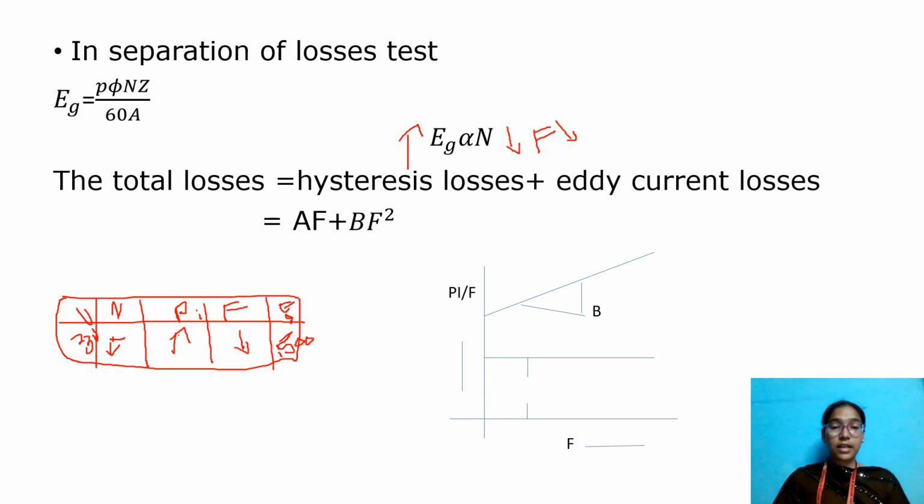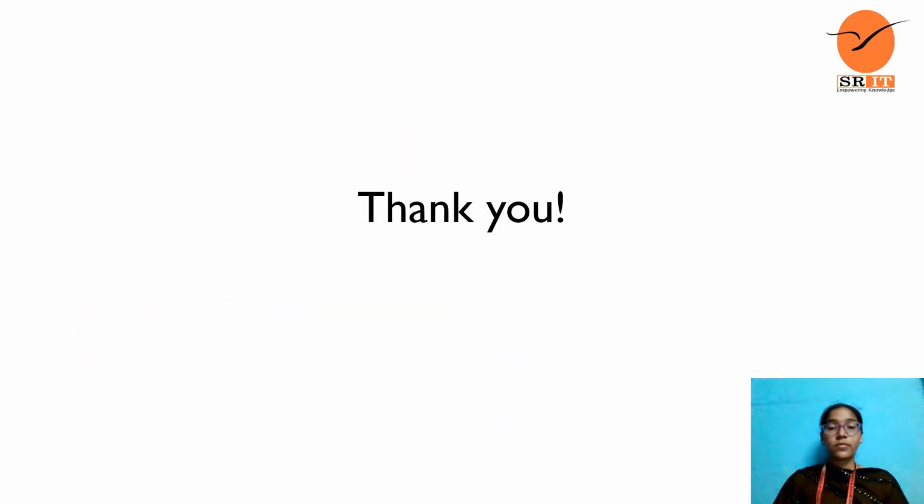By this we can understand that in the separation of losses test, the Eg increases, the frequency decreases, the Phi increases and the speed decreases. If Eg increases, the speed decreases. If the speed decreases, automatically the frequency also decreases. If the frequency decreases, the Phi will increase. This is about the separation of losses test in a transformer. Thank you.